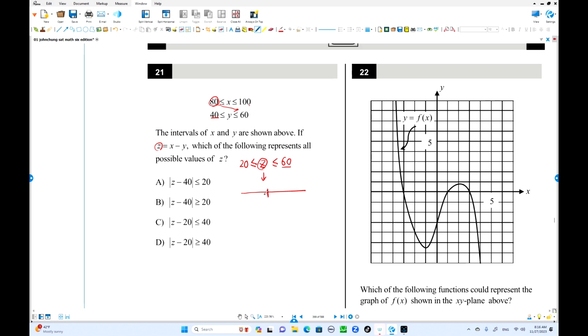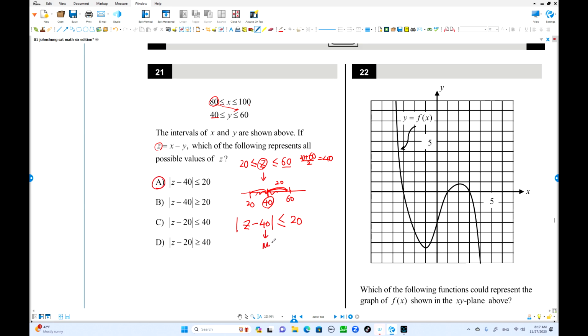20 plus 60 divided by 2 is 40, that is the middle point. The end points, we have two end points, 20 and 60. That distance is the same, right? 20. So the equation is what? G minus the middle point, 40, absolute value, less than or equal to, this is the distance from midpoint to the end point, 20. That's the answer, okay? So choice A is the answer.